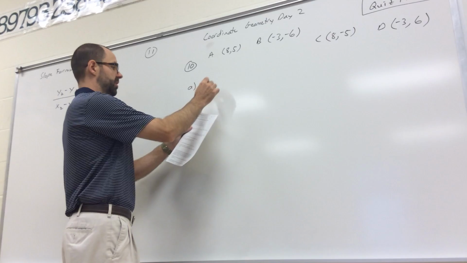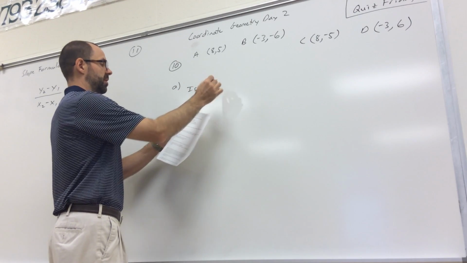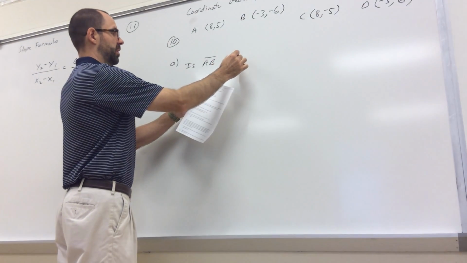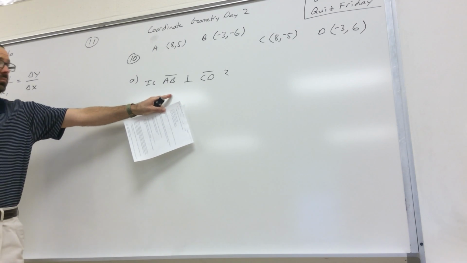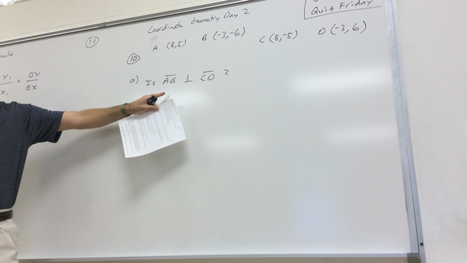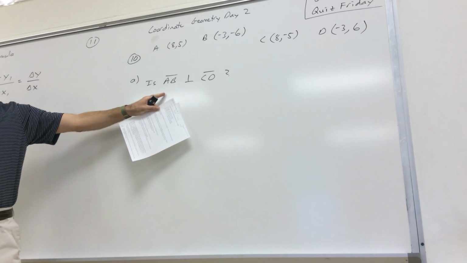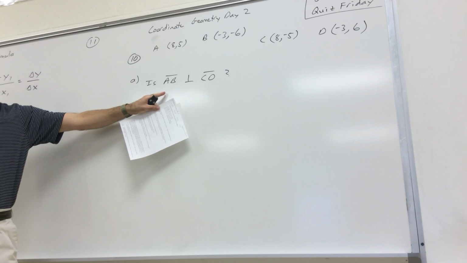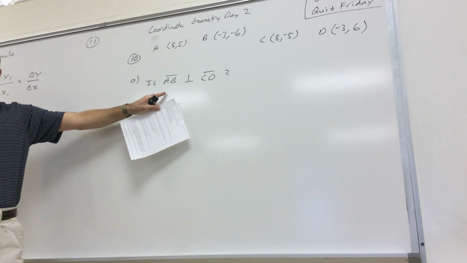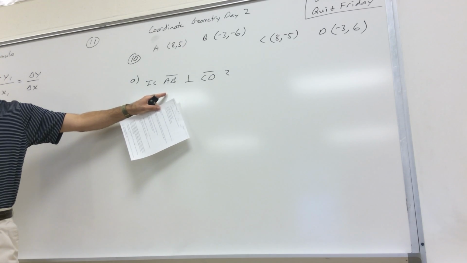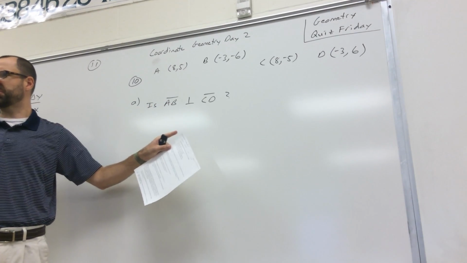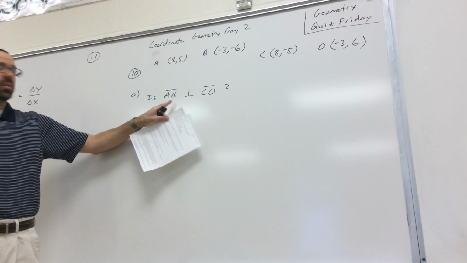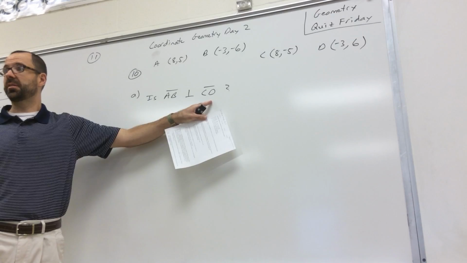The question is AB, and then this symbol, and then CD. Okay, so first of all, raise your hand if you can tell me what this question is asking. Yeah, Taylor? Good. Is AB perpendicular to CD? And remember, when there's a line on top of it, it stands for a line segment. So you could be a little more technical and say, is line segment AB perpendicular to line segment CD?